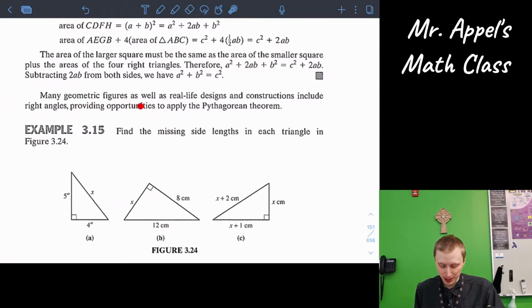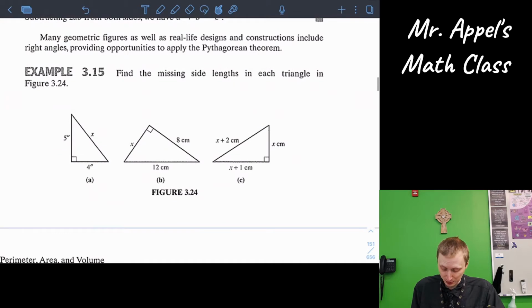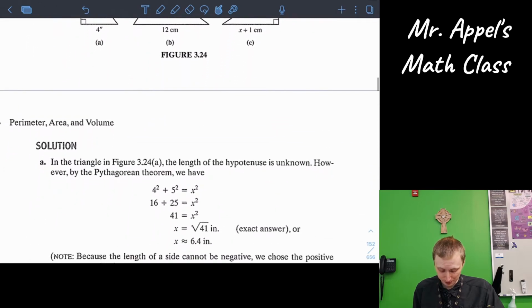Many geometric figures, as well as real-life designs and constructions, include right angles, providing opportunities to apply the Pythagorean theorem all over the place. So let's try a couple examples ourselves. Find the missing side lengths in each triangle in figure 324. We've got one here, looks like the hypotenuse is missing. Here the leg is missing, and here we don't actually know any leg or side exactly, but we know their relationships. So we'll see what we can do there.